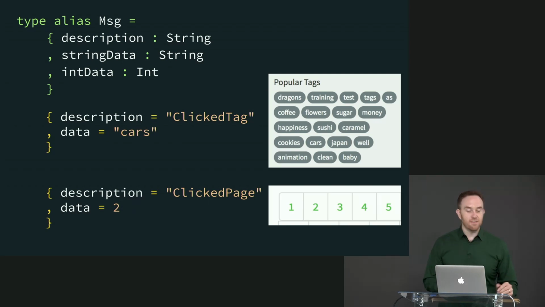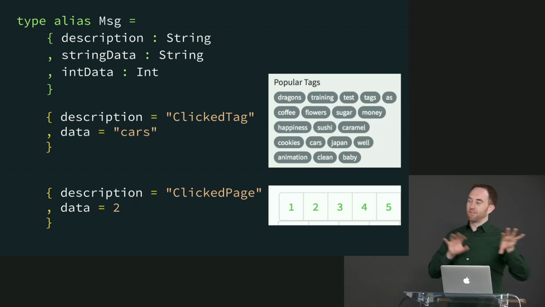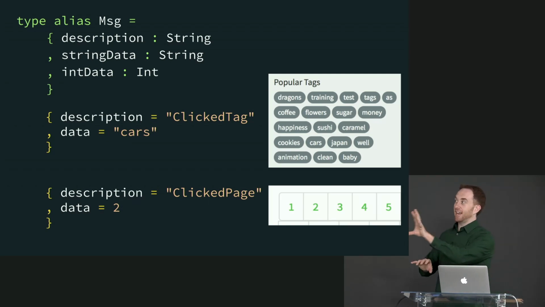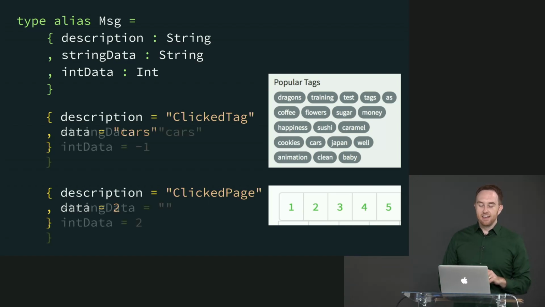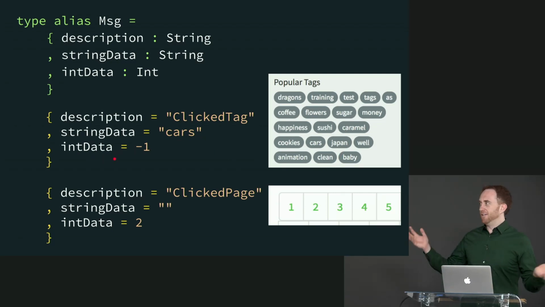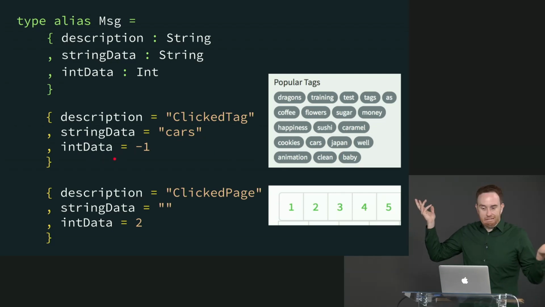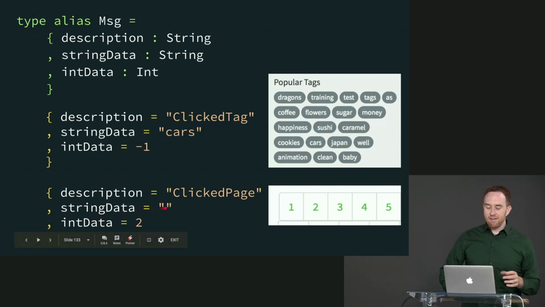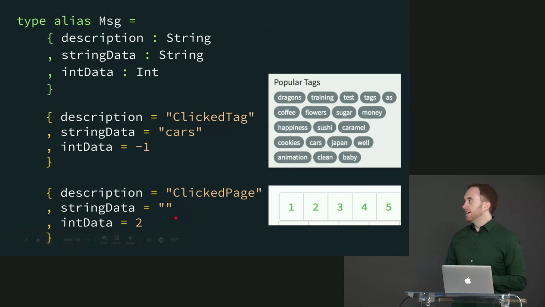One way we could fix this is to add some more fields to message. We're going to have string data, which is a string, and int data, which is an int. Then for clicked tag, we're going to have string data is cars, like before, and int data is, I don't know, it's not useful here, so maybe -1. And then for clicked page, string data is not useful, so I guess we'll do an empty string. Then int data is 2.